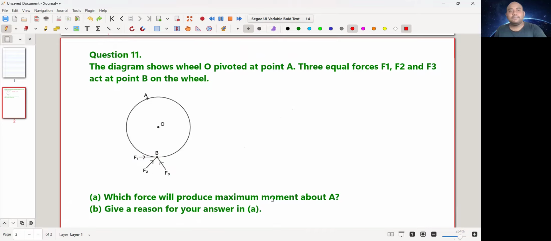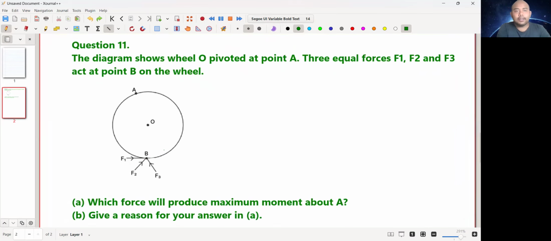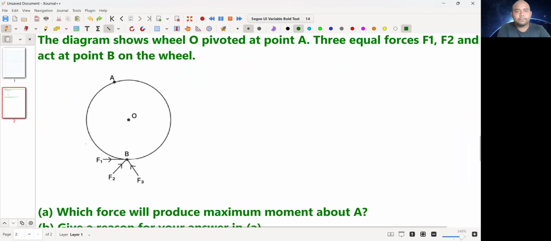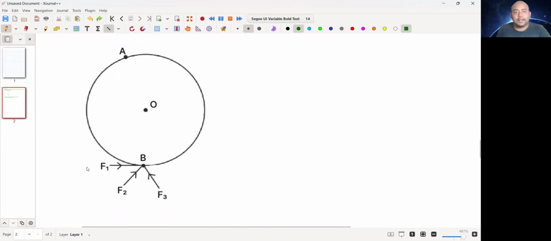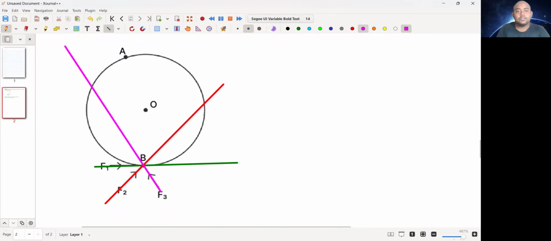So let us draw the lines of action of force. I am using three different colors so that you understand. For force F1, I will use the green color. Let me zoom the photo. For F1, I am using the green color. This is the line of action of force. Line of action of force means the line on which the force is acting. For F2, the line of action of force is this. On this line, force F2 is acting. And I am using the pink color to show the line of action of force F3. So I have drawn the three lines of action of force, for each of the forces.